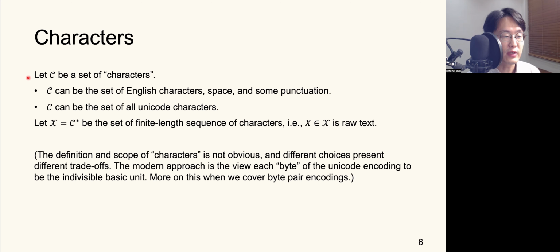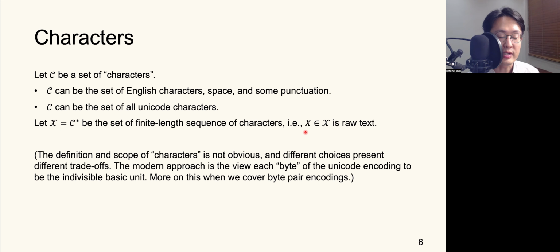We will denote the set of characters with this calligraphic C. So this set C can be the set of, let's say, English characters, space, and some punctuation. Only containing the English letters is obviously not enough; you need to at least express a space at the bare minimum. But in a more expanded setting, the set C could be the set of all Unicode characters. So X is equal to C star. This will be the set of finite-length sequences of characters.